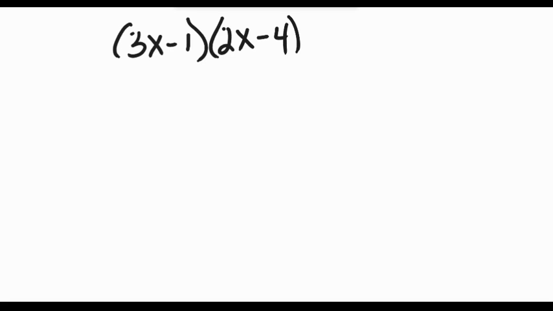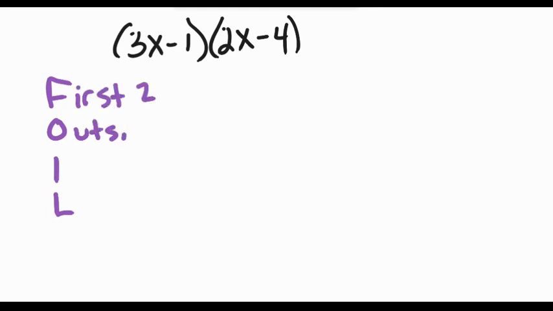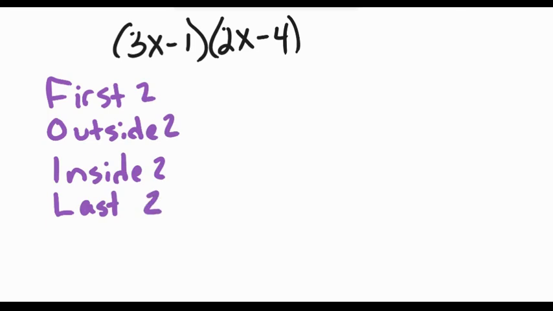Okay, we're going to talk about multiplying binomials, so you can even do this with trinomials depending on which method you use. We're going to start with FOIL. And FOIL represents the first two terms, the outside two terms, the inside two terms, and the last two terms. And I'll explain what that means.